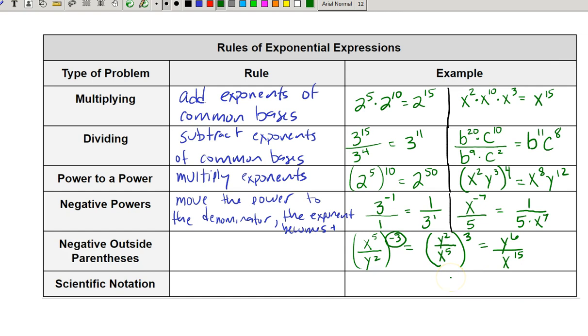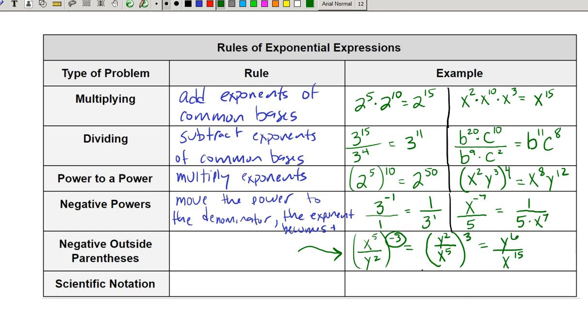As you're going to see throughout this section, we're basically just using these properties, but the problems will get a little bit more complicated where you have to use a bunch of them in one problem. So for the negative outside parentheses, I'm just going to show you that example, because that's a common one that you'll see. You could do it a bunch of ways, but this one seems to be the easiest way to get from point A to point B.